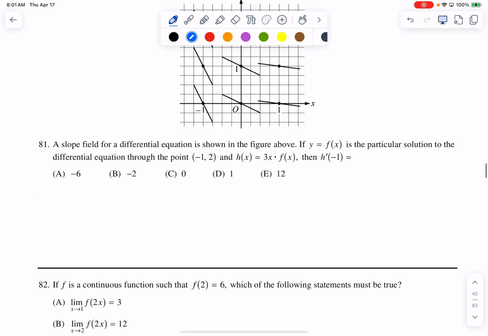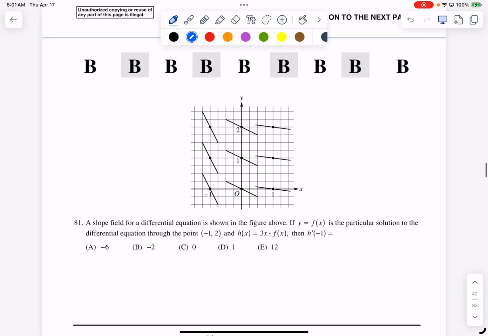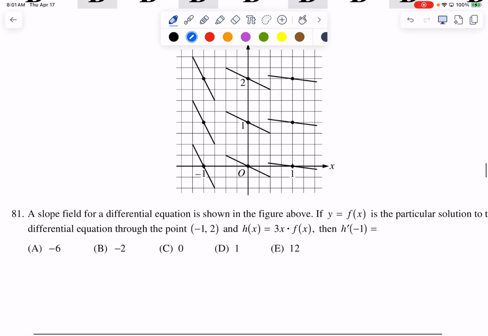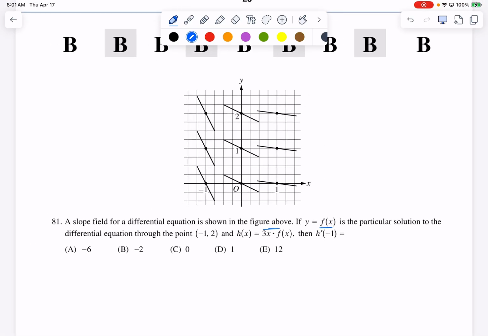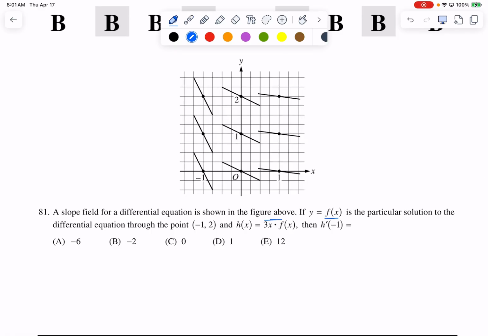Last one. Whoa. That's a slope field. Skip it? Why? This one's actually pretty easy. The slope field for the differential equation is shown above. Y equals f of x is a particular solution to the slope field at the point negative 1, 2. Everybody find the point negative 1, 2. It's an L curve, it looks like. Negative 1, 2 is right here. So the curve's going to go in here somewhere between. Would you agree?